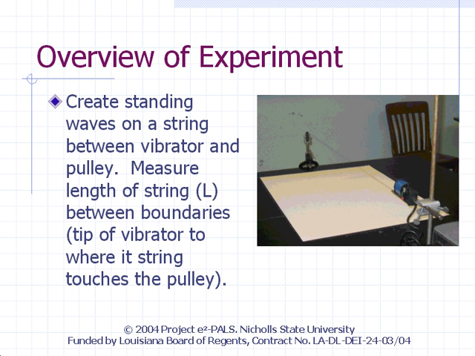Here's an overview of the experiment we will be doing in the lab. We will create standing waves on a string by tying a string on one end to an electrically driven vibrator. The vibrator will be oscillating left and right and is the source of the disturbance. We will stretch out the string over a pulley which will serve as the other boundary for the wave. Measure the length of the string between the tip of the vibrator and the point where it touches the pulley.